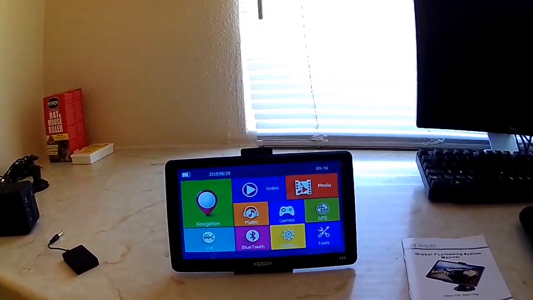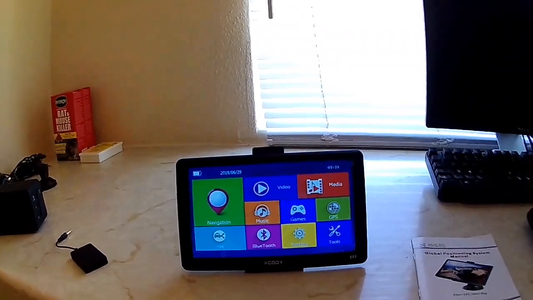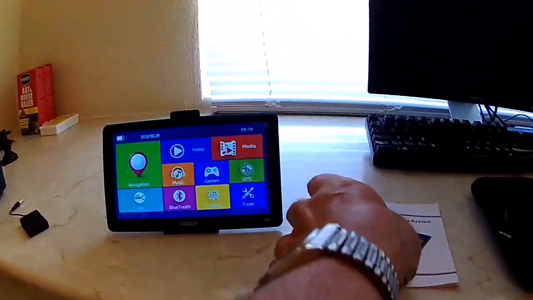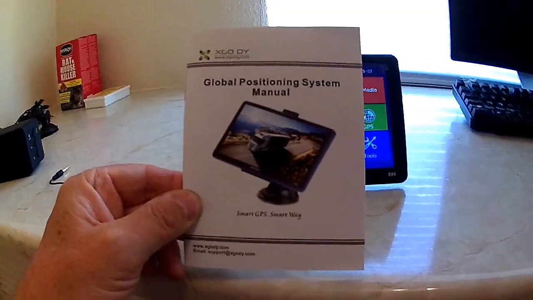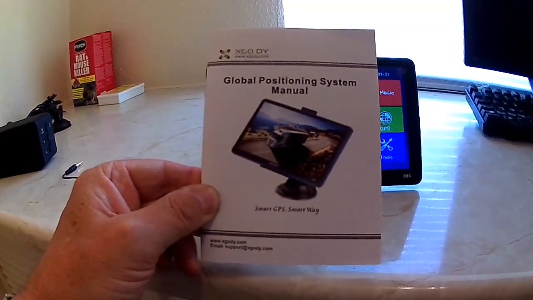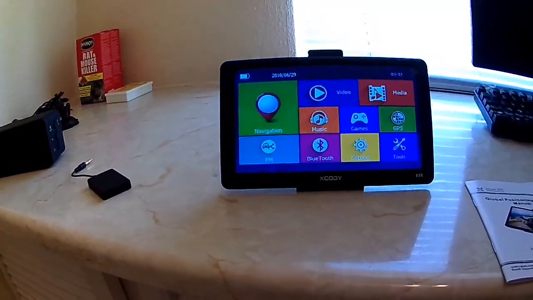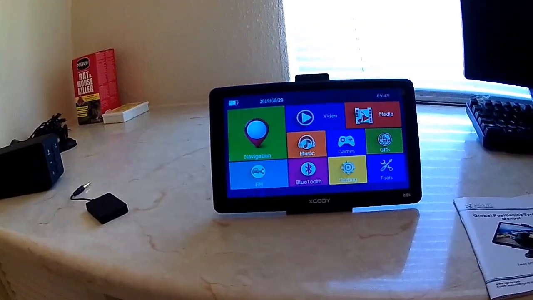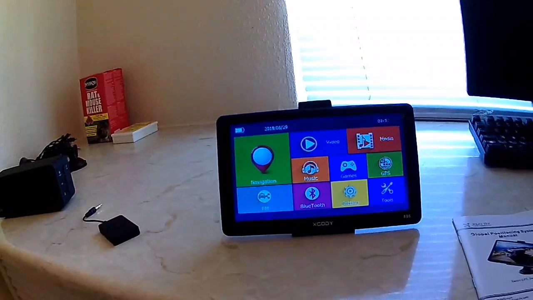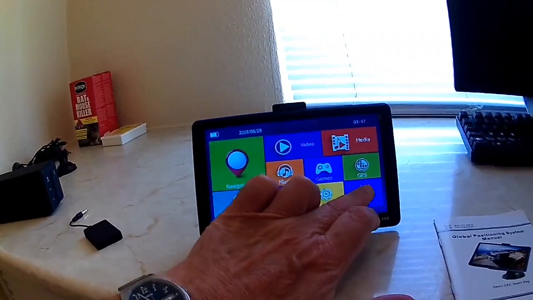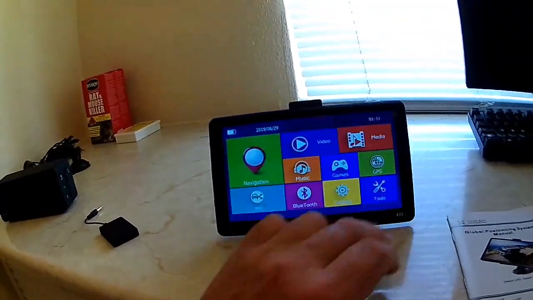The only other thing I found is, for some reason, I can't get it to play videos, but the instruction book that came with it really just covers the global positioning system. It doesn't cover anything else. So I'm not sure what video format it's supposed to play, if any. It's got extra tools on it. Calculator, I'm not sure what that's for.